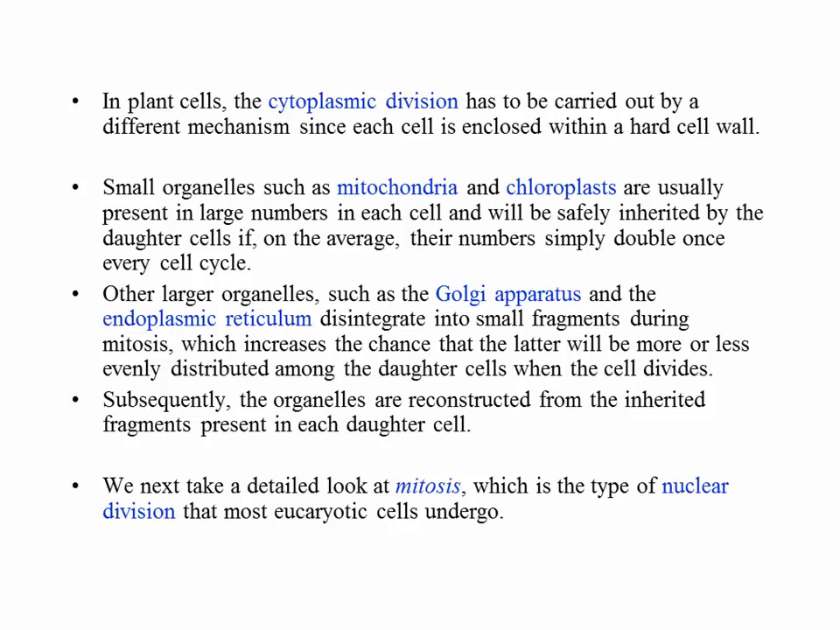Now, when the cell divides, even the small organelles have to be duplicated and partitioned properly. These organelles, such as mitochondria and chloroplasts, are usually present in large numbers in each cell and will be safely inherited by the daughter cells if on the average their numbers simply double once every cell cycle. So if the numbers double every time and they're present in large numbers, more or less they'll be equally divided.